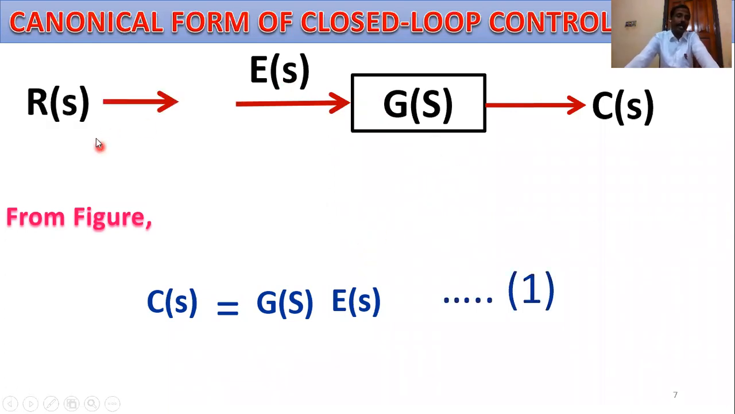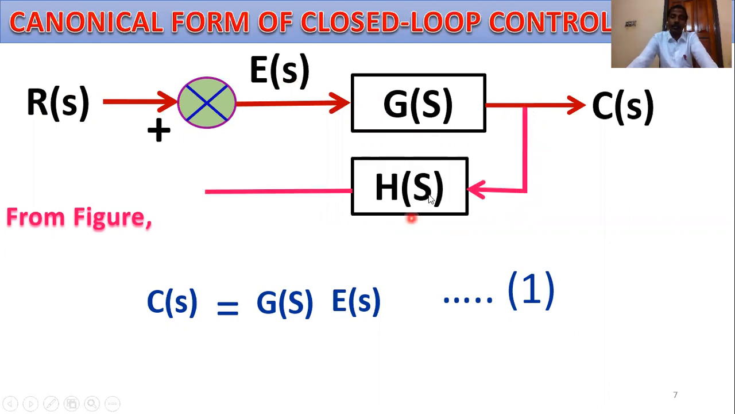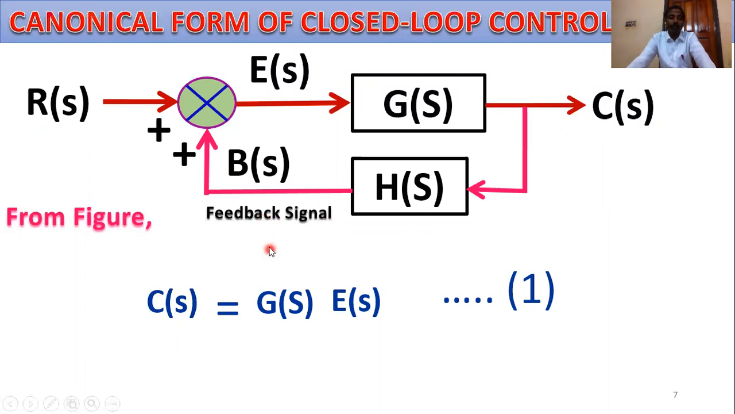And then connect the reference input R(s) with a comparator or summing point, and this path is always positive. Connect one feedback for high accuracy. This is the feedback element H(s), and the primary feedback signal B(s). This is the feedback signal. And this closed loop is the positive feedback system.